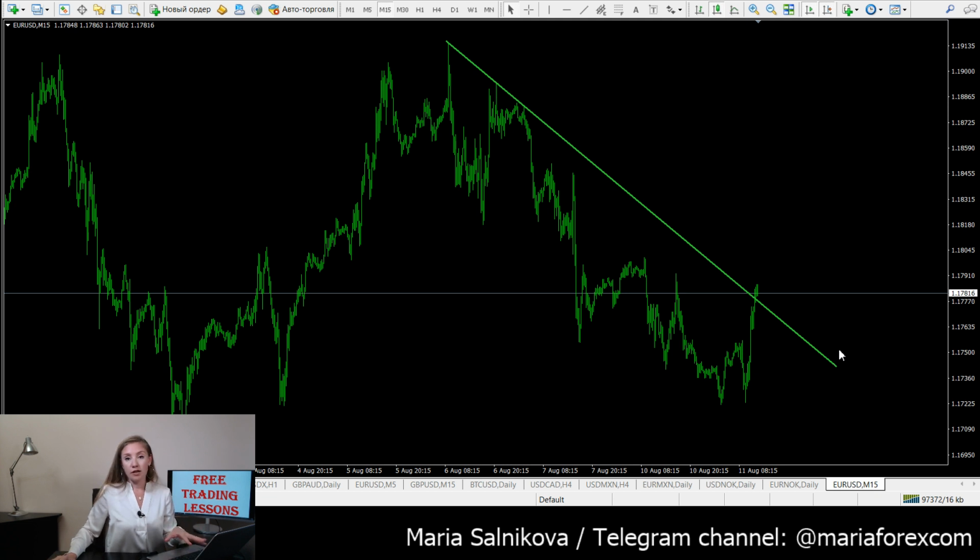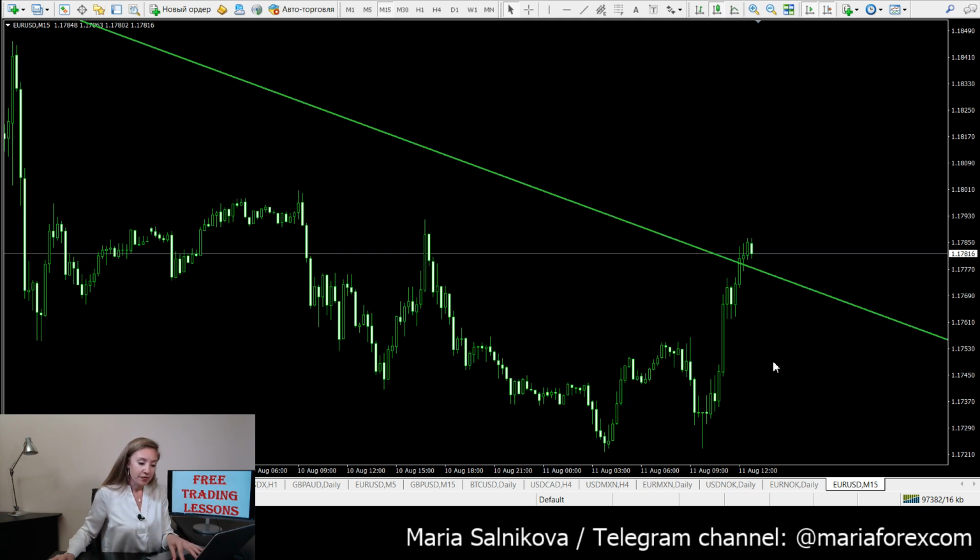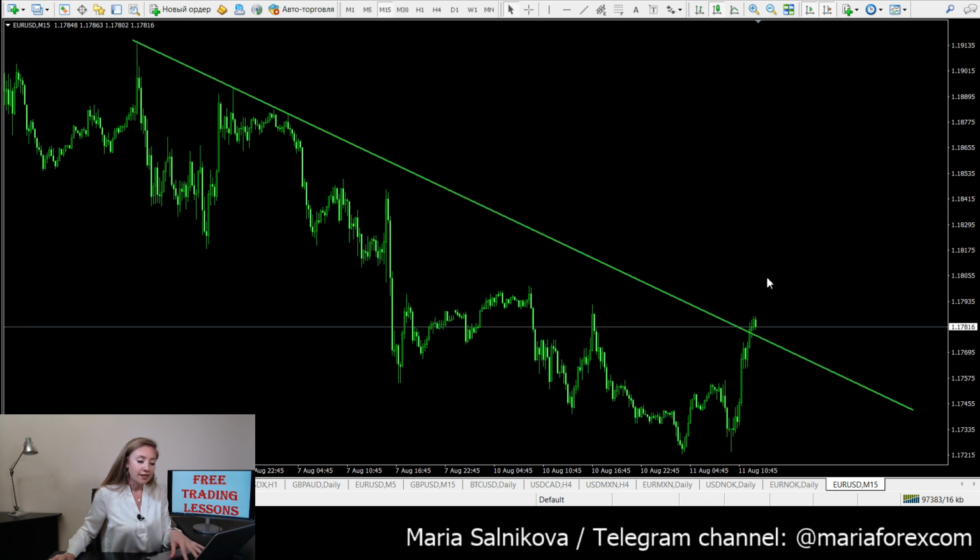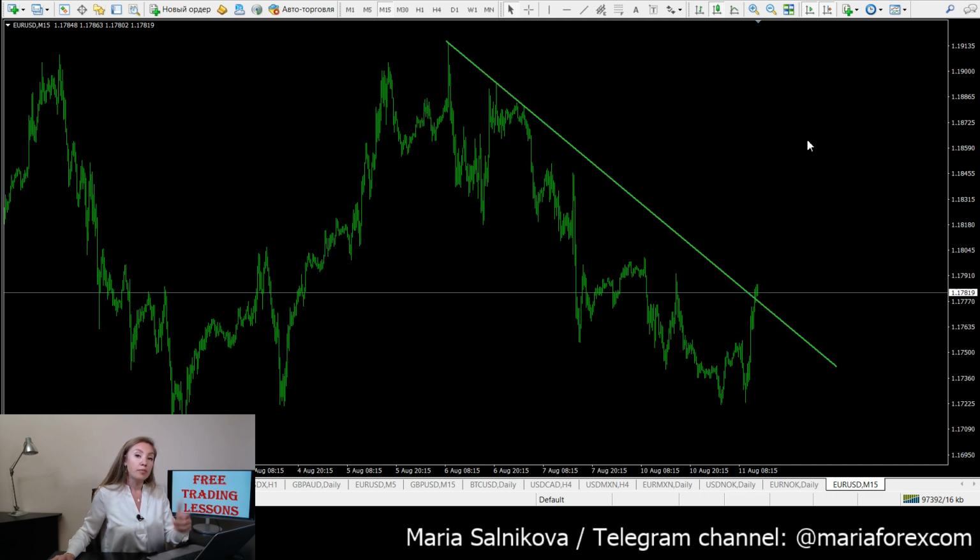What's going on right now? This is not something that I was trying to prepare for you. This is something that happens right now. What's going on? Here is a break. Price is trying to break this tendency line on the 15-minute chart. So what will be the signal for me? That here is a break, so price may go further up, okay?